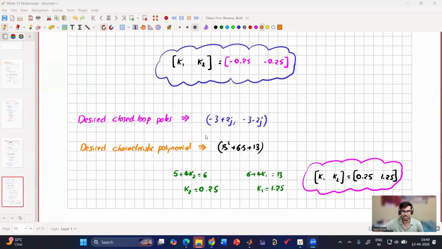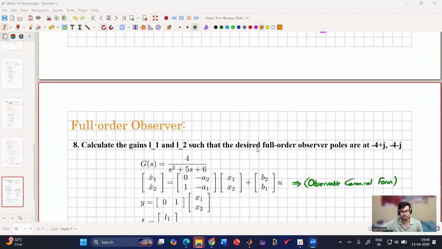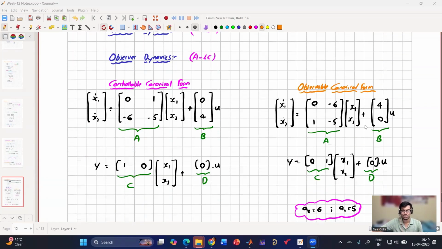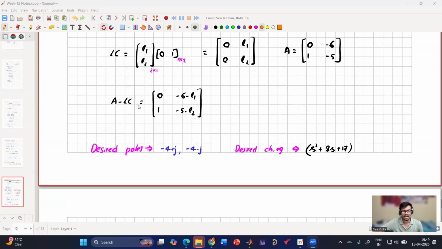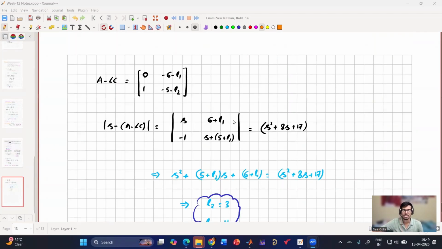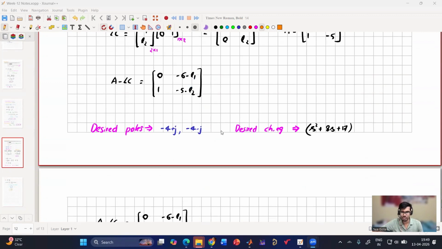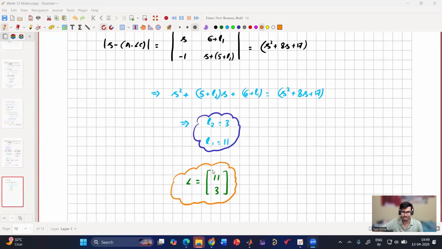And here I have considered another such problem where I have changed the poles and seen how k1 and k2 are moving. And in the case of the observer, it is also similar, with the observable canonical form. We got the ABCD matrices, and we know that observer dynamics depend on A minus LC. So I have calculated A minus LC, and based on the desired poles, I have calculated the desired characteristic equation, and then I have compared to calculate L1 and L2. Say if the desired poles are slightly different, then you can compare and you'll get L1 and L2. The step-by-step guideline remains the same. Only the answer will vary, but the entire process is the same for any problem.